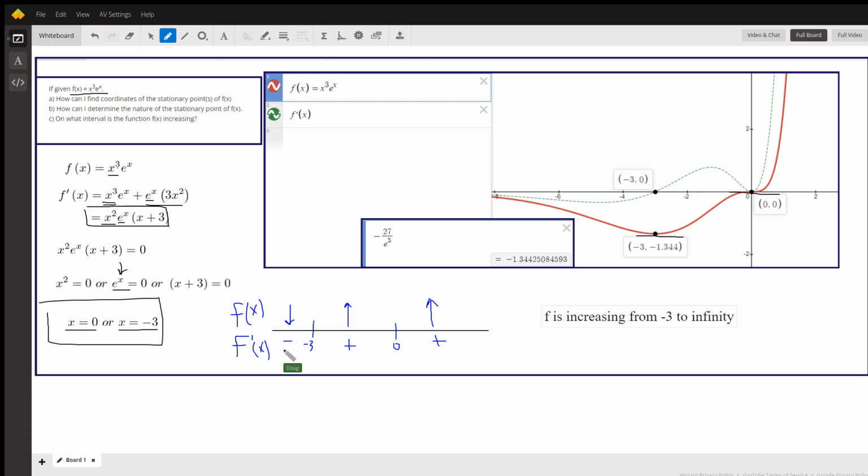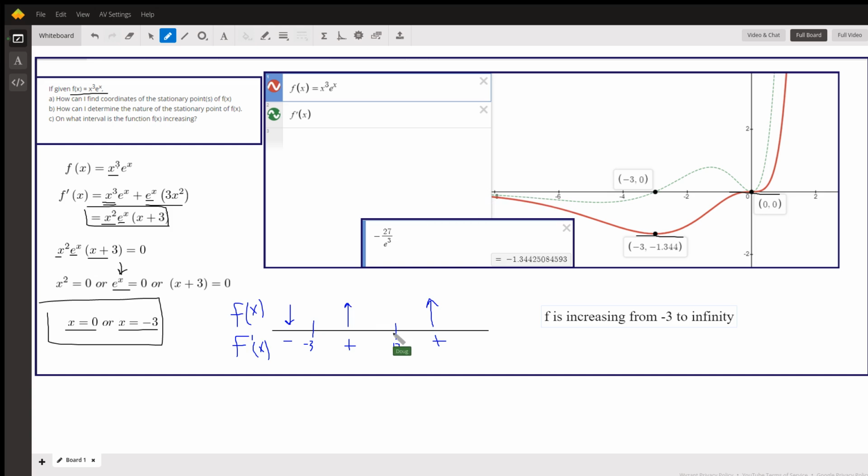Like if you put -4 into the first derivative, x squared will be positive, e to the x will be positive, but x plus 3 will be negative. So the first derivative is negative everywhere to the left of -3. And you can see that on the graph. This green dashed line is below the x-axis.